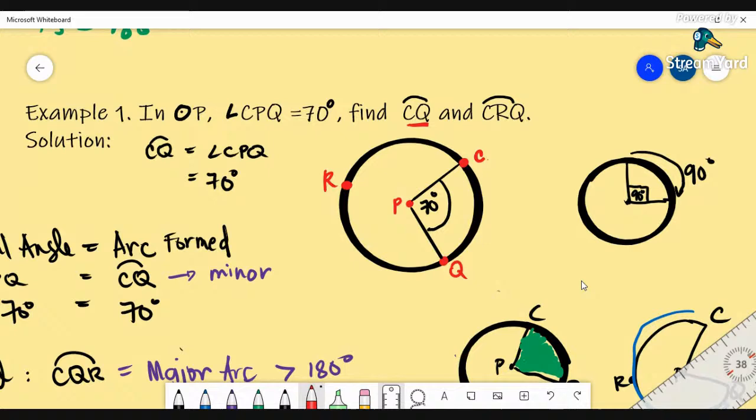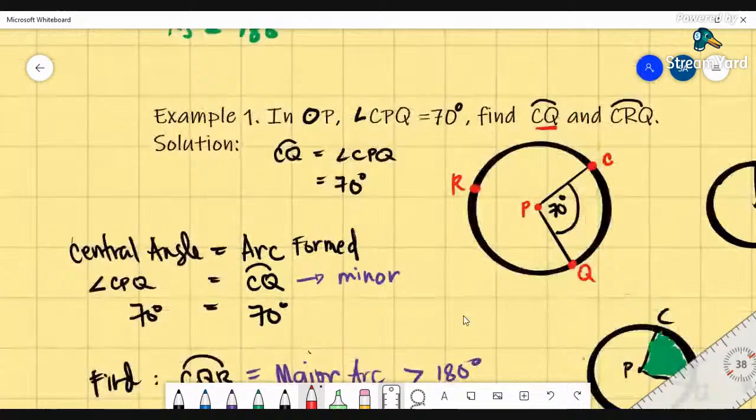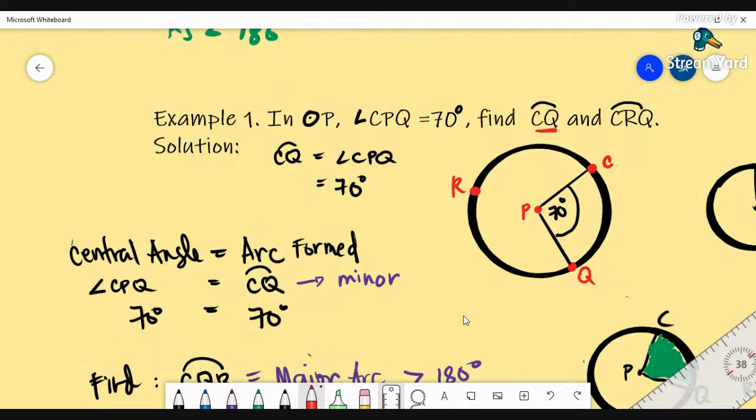CQ. So, by formula or by solution, we have the solution here. So, central angle is equal to the arc formed. Our central angle here is CPQ. Therefore, it is equivalent to arc CQ, which is yung arc formed sa ating central angle. If our angle CPQ from the given problem is equivalent to 70 degrees, therefore, the arc formed is equivalent also to 70 degrees. Why? Because the angle na pinanggalingan ni arc CQ ay 70 degrees.